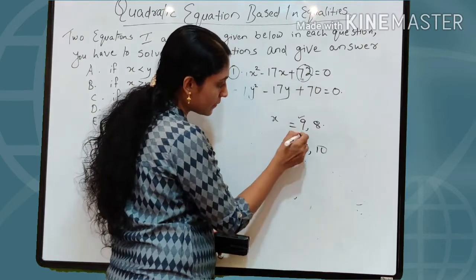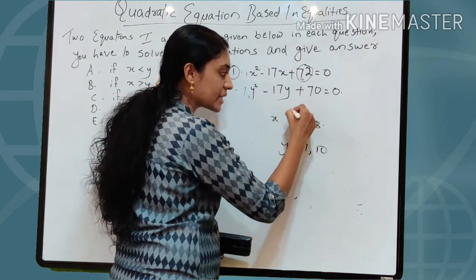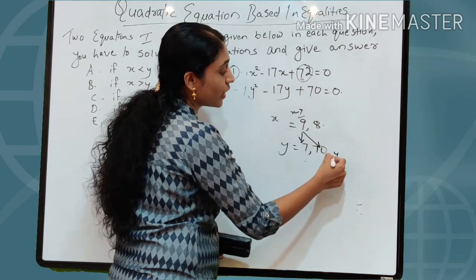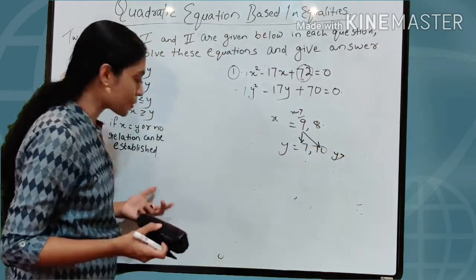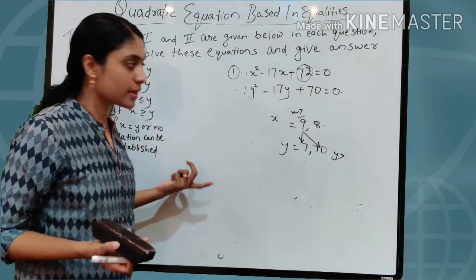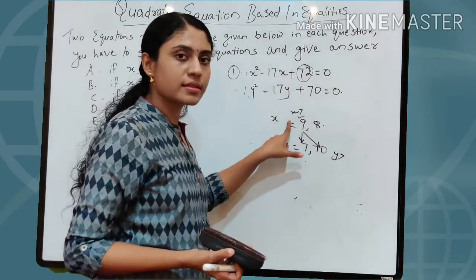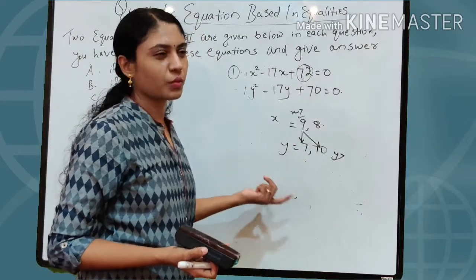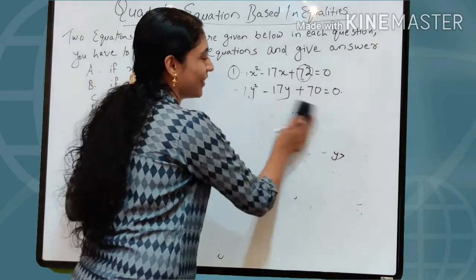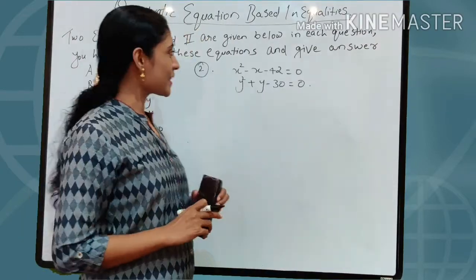So in this case, when we compare 9 and 7, x is greater. But when we compare 9 and 10, y is greater. That means which option? Option E. That is, no relation can be established between x and y, because in one case x is greater and in the other case y is greater. So we can't say any relationship between them. So option E is the answer. Got it? Now go to the second question, right?